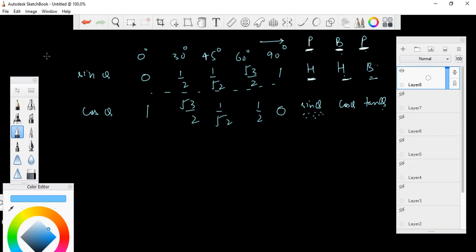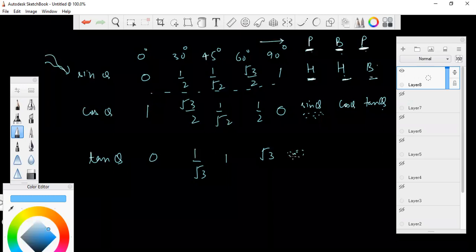Basically you have to remember these values, because cos is from the other side, and tan is sine by cos. So if you do 0 by 1, this will be 0. If you do 1 by 2 divided by root 3 by 2, this will be 1 by root 3. This will be 1, this will be root 3, and this will be 1 by 0, not defined, so we'll say this is infinity. Note this down, this will be very useful.